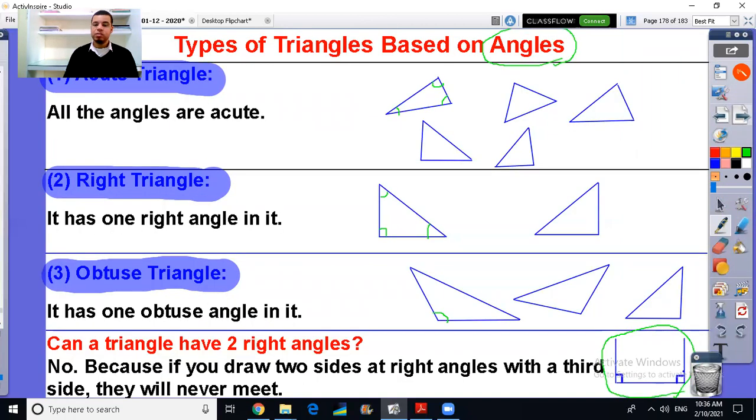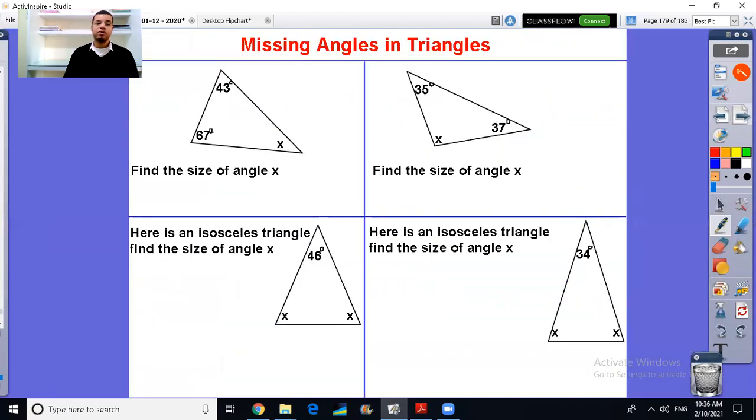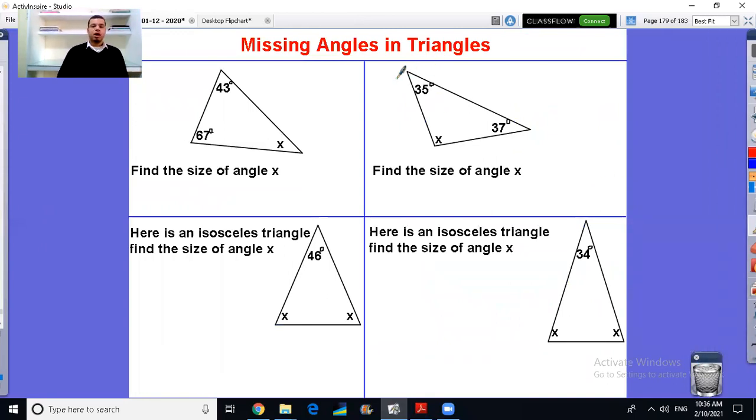Is that the whole unit, mister? There is a very small part to finish the whole unit. Missing angles in triangles. We agreed in the beginning of the session that the sum of the three angles of any triangle is what? Remember this, you must study it. The three angles of any triangle, when you add them up, this angle plus this angle plus this angle, must give you 180 degrees.